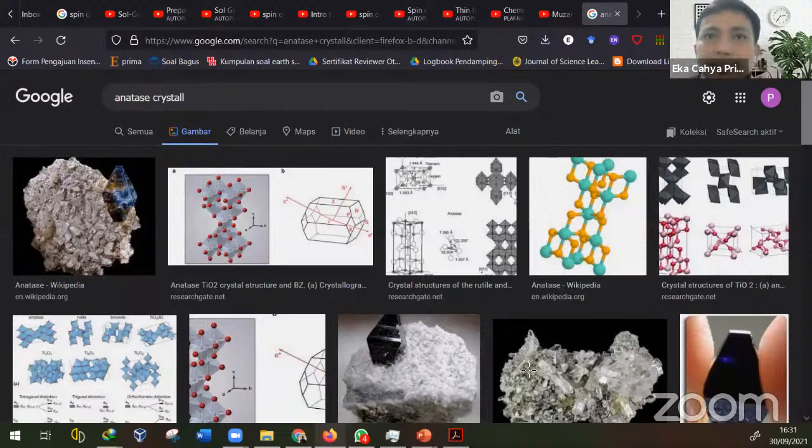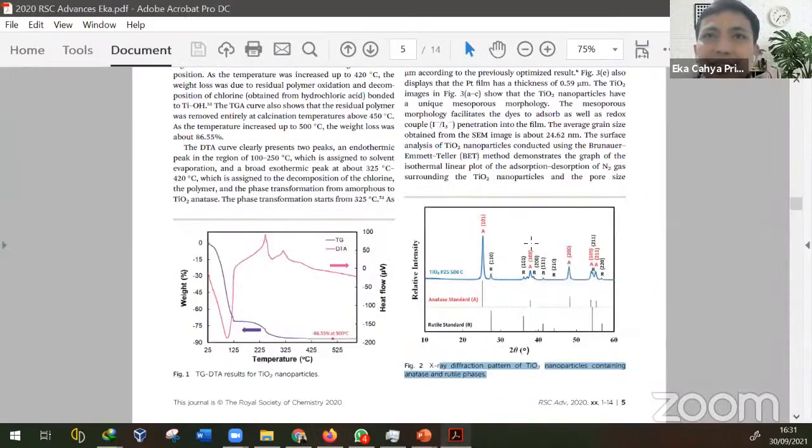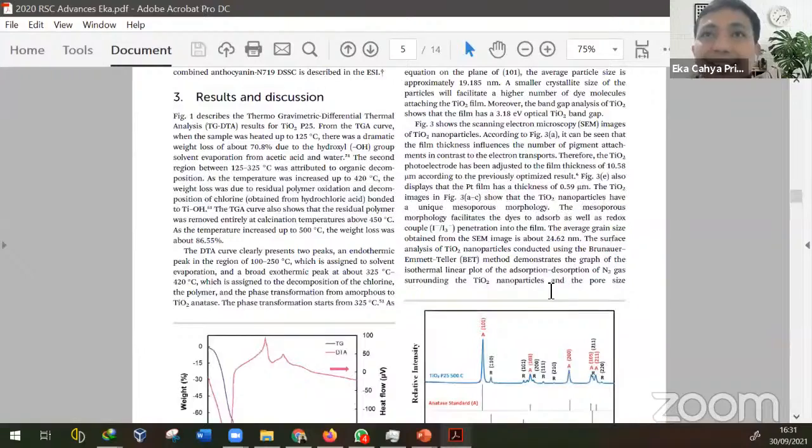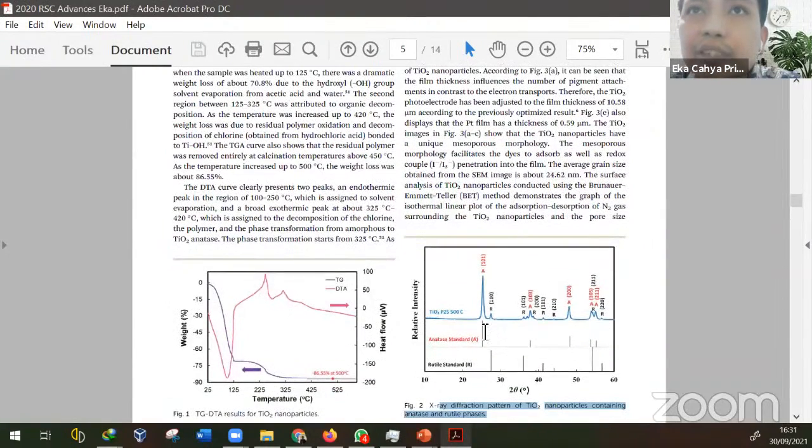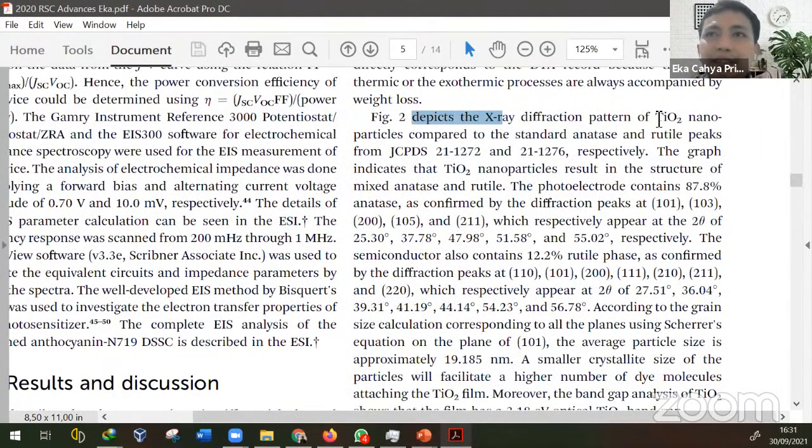Okay, so here is the X-ray diffraction. How do we analyze this? See figure 2, the example of how we analyze. It depicts the X-ray diffraction of titanium dioxide particles having anatase and rutile peaks. The graph indicates the nanoparticle has a mixed anatase and rutile structure. The photoelectrode contains 87.8% anatase, confirmed by the diffraction peaks. Here is the Miller index.